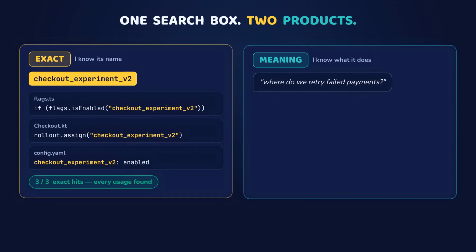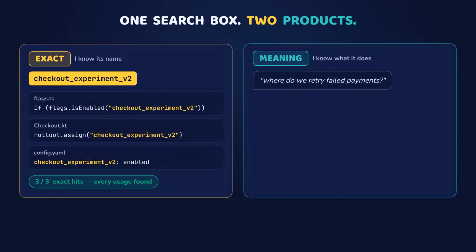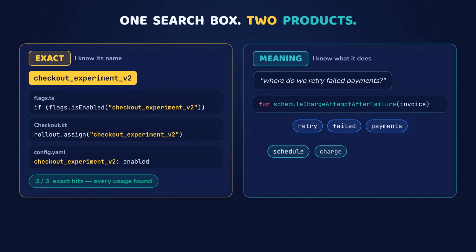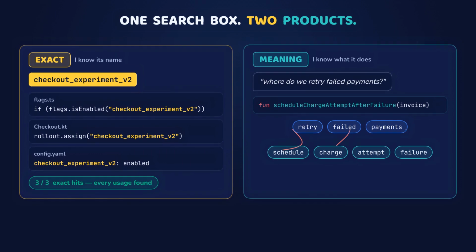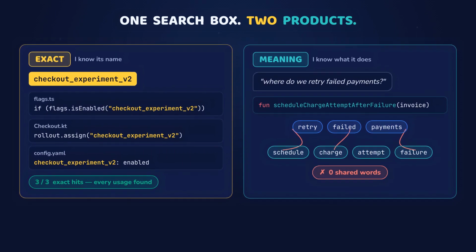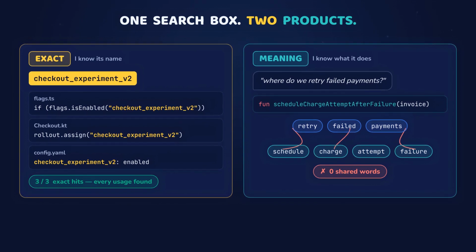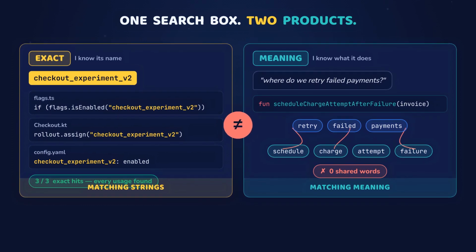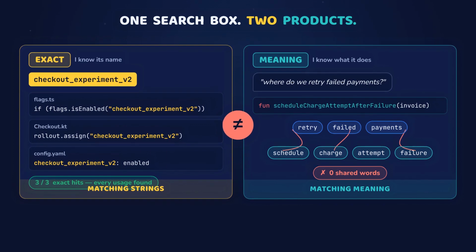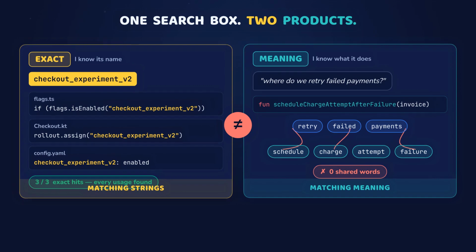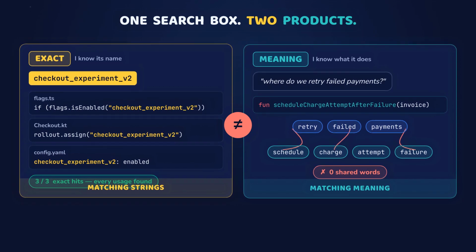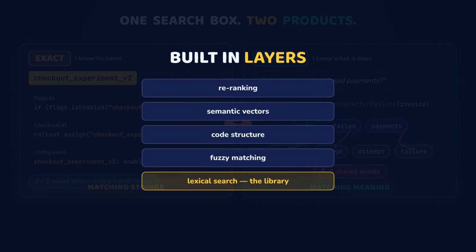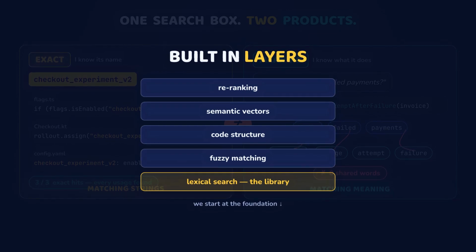But sometimes they only know what the code does. Where do we retry failed payments? And the actual function might be called schedule charge attempt after failure. Not one shared word. The first problem is matching strings. The second is matching meaning. And a system built for only one of them quietly fails at the other. Therefore, modern code search is built in layers, and the foundation layer works like a library.